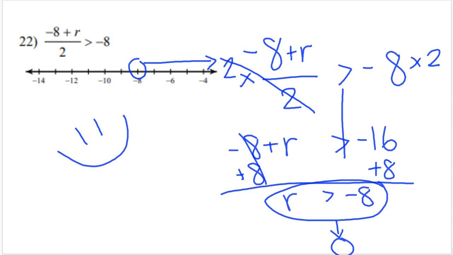Now you can see we got r is greater than negative 8. We graphed with an open circle to the right.